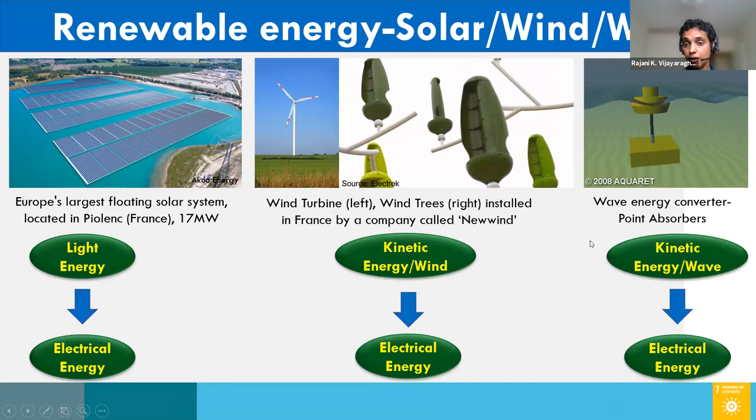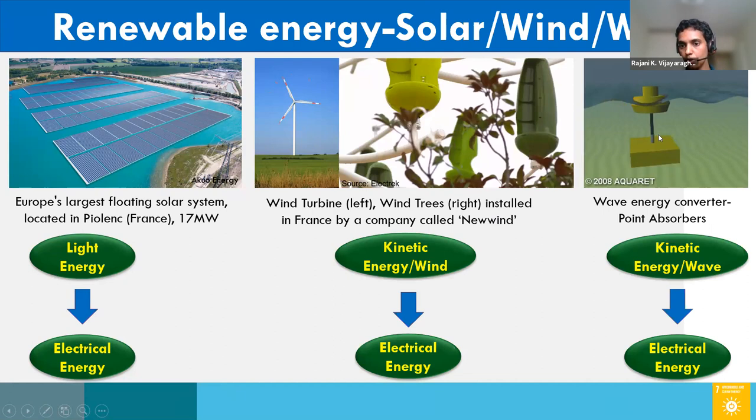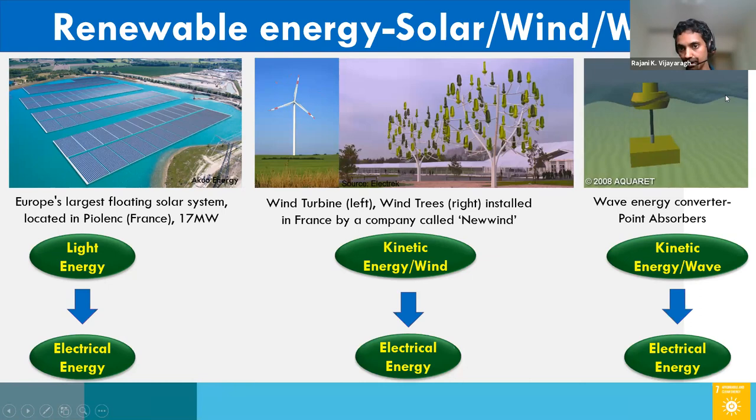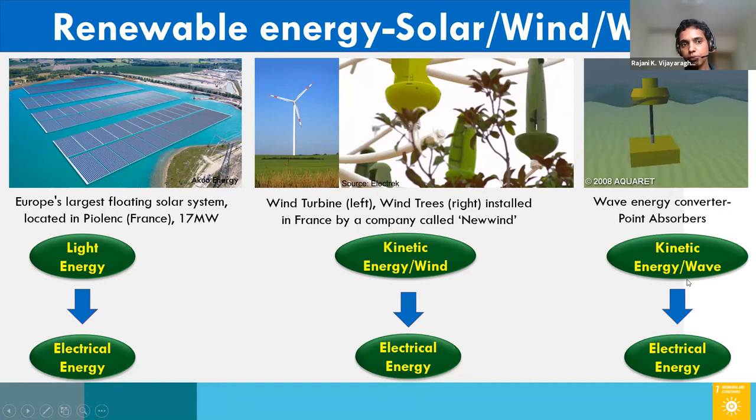This is an example here. This is called a point absorber. What this does is absorb the kinetic energy of the waves, moving water or wave, and convert that into electrical energy. And apart from this renewable energy source, there are other non-natural clean energy sources as well.